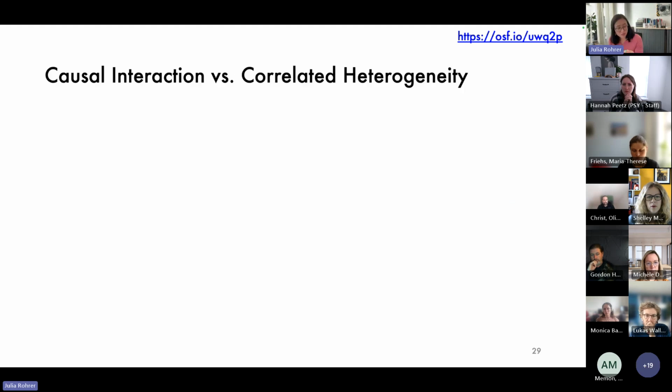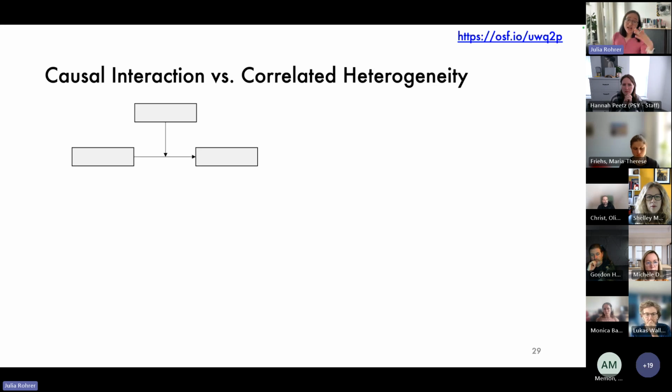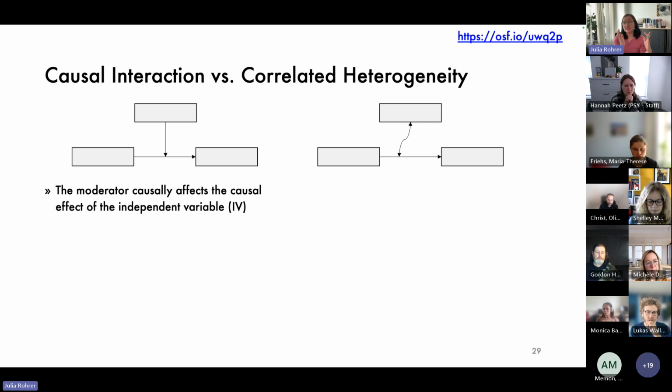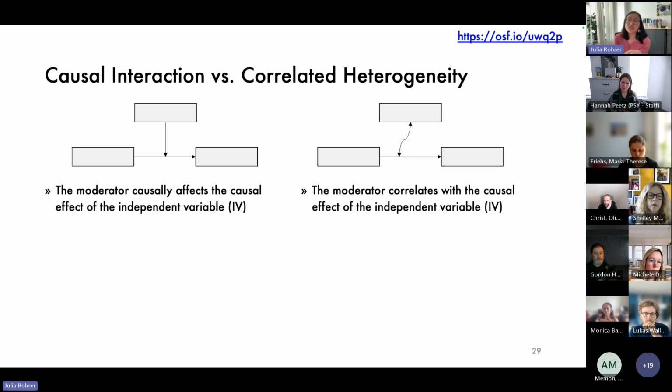It turns out that the term moderation is used for two different scenarios. One that I would call a causal interaction, just to make it as clear as possible. And the other one is more a situation of correlated heterogeneity. When you think of a causal interaction, it's a scenario in which the moderator causally affects the causal effect of the independent variable. So if we could change people's openness to experience, that would actually change, for them, the effect of the intervention. In contrast, the correlated heterogeneity scenario is just one where the intervention has an effect and the magnitude of that effect is correlated with people's openness to experience.